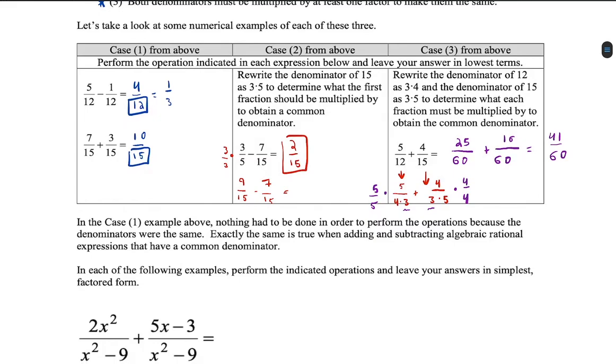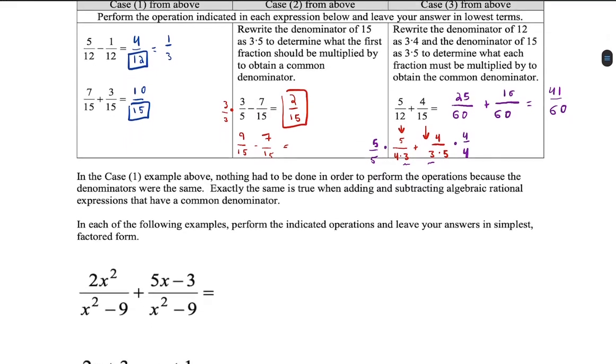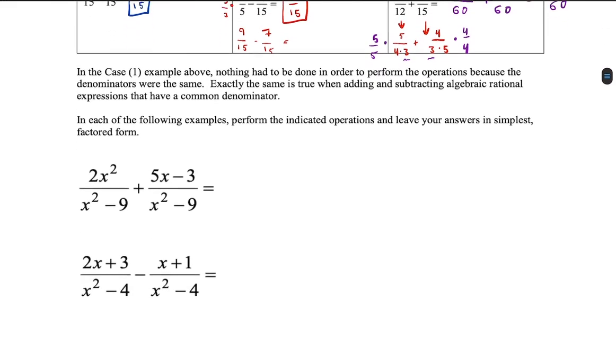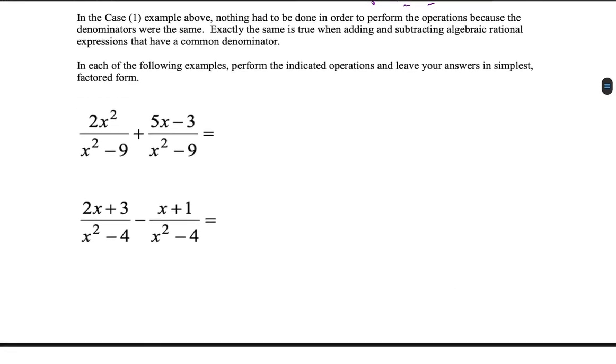And we're going to have the same exact three cases that are going to happen when we add and subtract rational expressions, fractions. So case 1, the case that takes about 3 seconds to do, if you already have the same denominator here, we could add these together. So we would just have 2x squared plus 5x minus 3 over x squared minus 9.